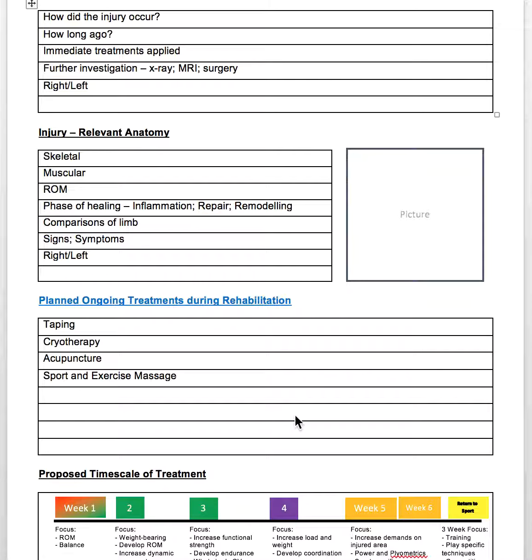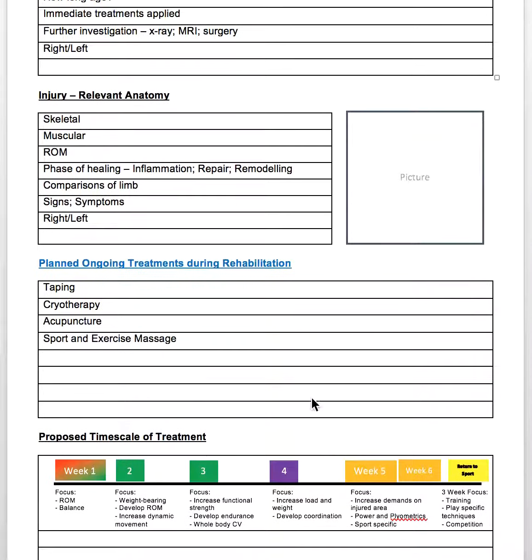For your planned ongoing treatments during rehabilitation, okay, you might detail here or describe some suggestions for supporting treatments during the rehabilitation phase of your injury. So, for example, is it that you're going to get your client to have taping throughout, acupuncture, support and exercise massage? So that needs to be detailed in this section for your planned ongoing treatments during rehabilitation for your injury.